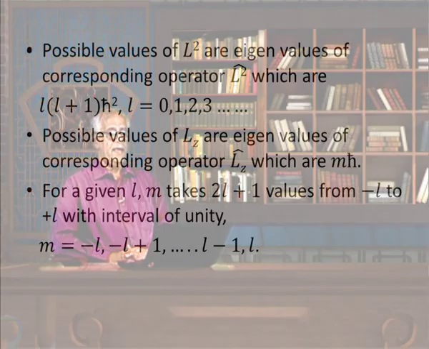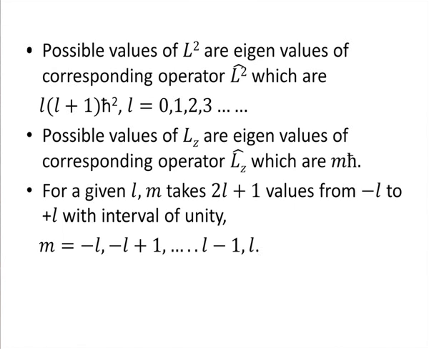So, this small l is another quantum number which is introduced in hydrogen atom problem, and small l takes the value 0, 1, 2, 3, and then the possible values of Lz are eigenvalues of corresponding operator Lz, which are mħ. What about m? For a given l value, m takes 2l plus 1 values from minus l to plus l with the interval of unity, that is m is equal to minus l up to l. For example, if l is equal to 1, then m will take 3 values: minus 1, 0 and 1.